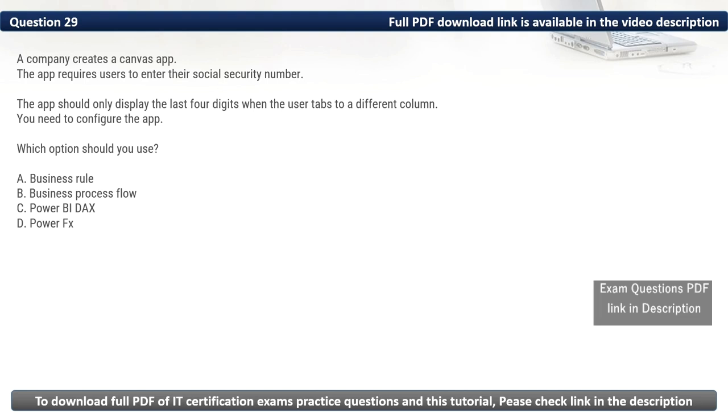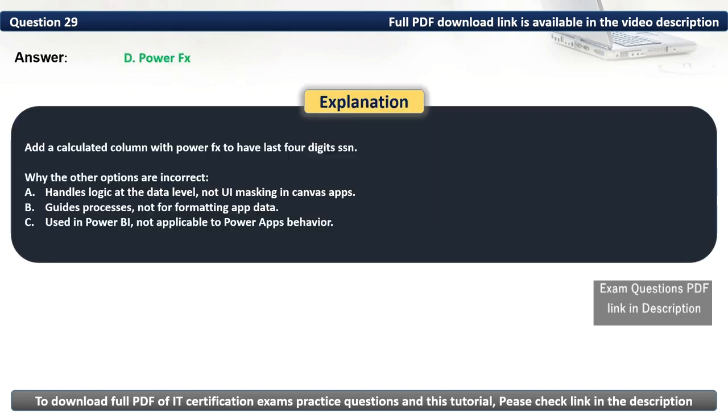We have A, business rule. It handles logic at the data level, not UI masking in Canvas apps. Then we have B, business process flow. It guides processes, not for formatting app data. Then we have C, Power BI DAX. It is used in Power BI, not applicable to Power Apps behavior. As such, the option that we should use is Power Effects. Thus, the correct option is D. Add a calculated column with Power Effects to have the last four digits of the SSN.